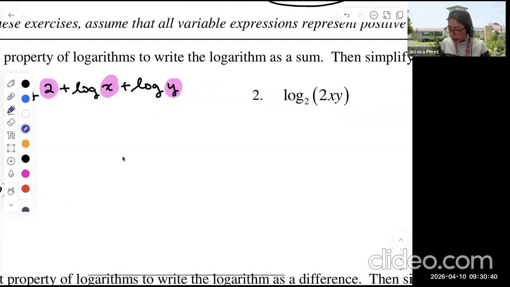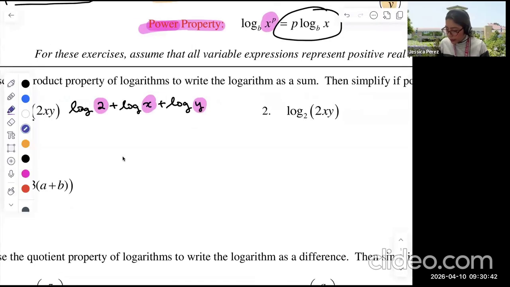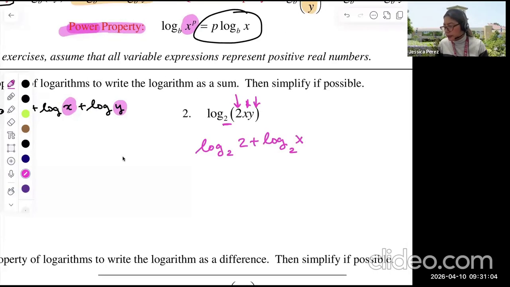Now for number 2, the 2, the x, and the y are multiplying with each other, but now see how you have a base. So you'll have log base 2 of 2 plus log base 2 of x plus log base 2 of y. See how you're multiplying the 2, the x, and the y?